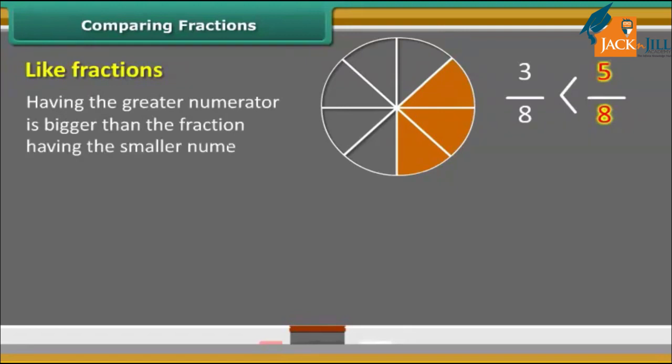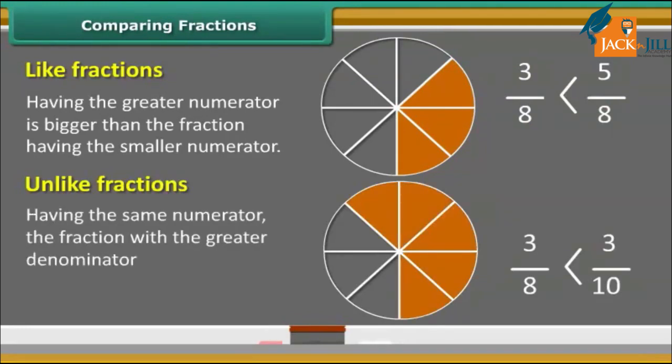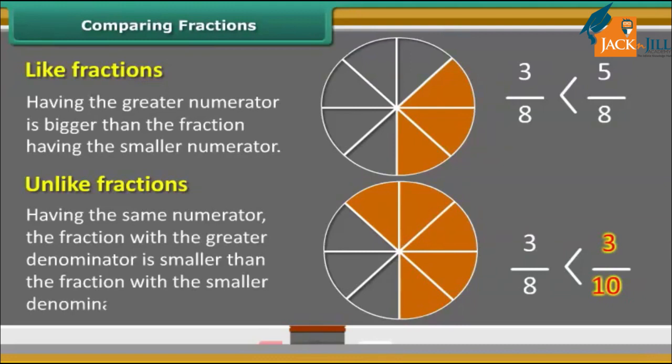In like fractions, the fraction having the greater numerator is bigger than the fraction having the smaller numerator. In the case of unlike fractions having the same numerator, the fraction with the greater denominator is smaller than the fraction with the smaller denominator.